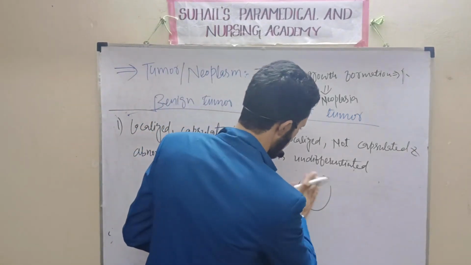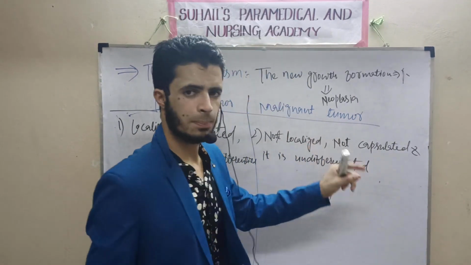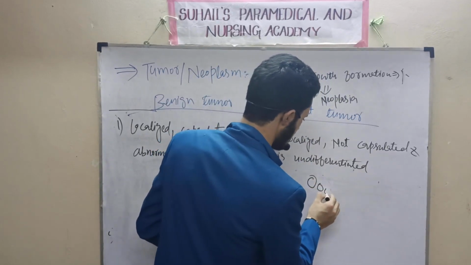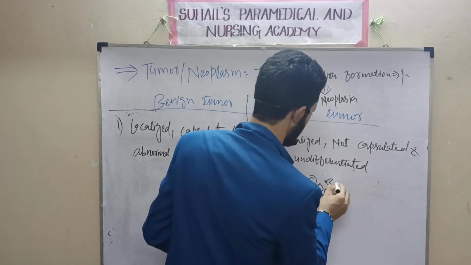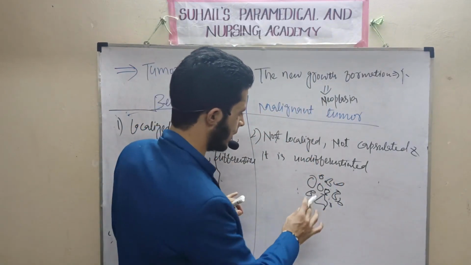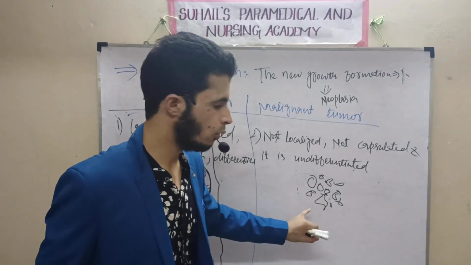But in the case of a malignant tumor you will not find any boundary. The cells will be like this, and there will be no differentiation in the cells. There are different types of cells within this, and there is no kind of capsule or boundary around these cells.